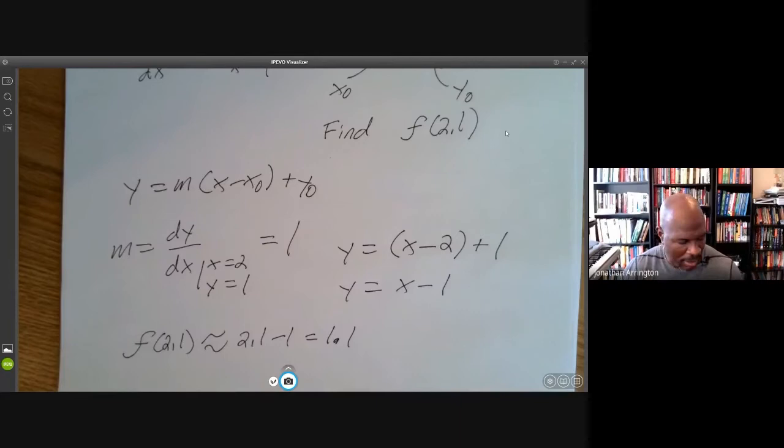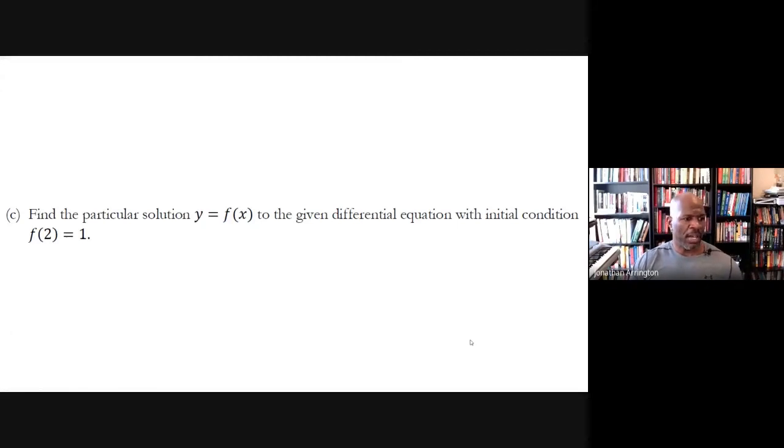All right, let's look at our final problem we're going to do on this particular example. So the last problem, it says find a particular solution, y equals f of x, to the given differential equation with initial condition f of 2 equals 1. So again, this is the big money getter. This is normally 5 or 6 points.